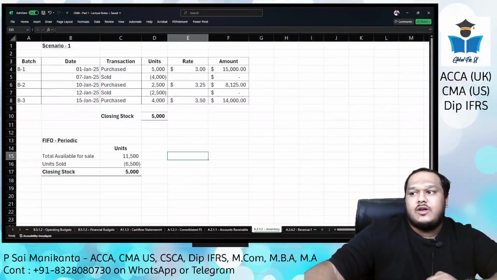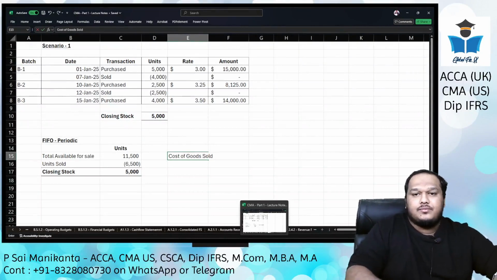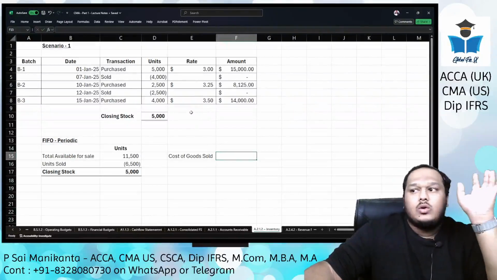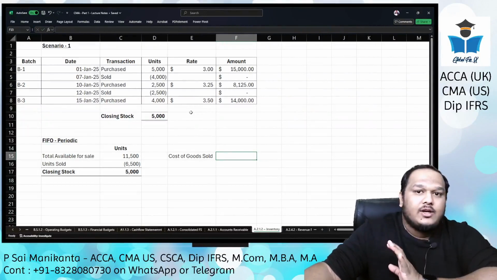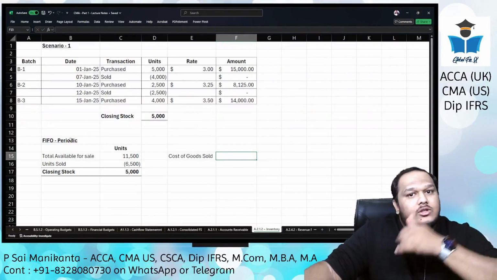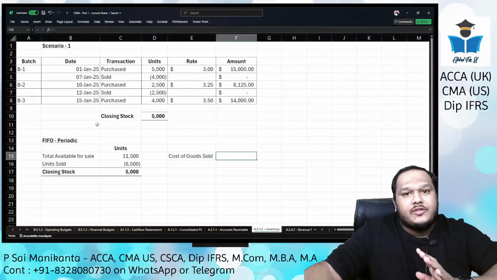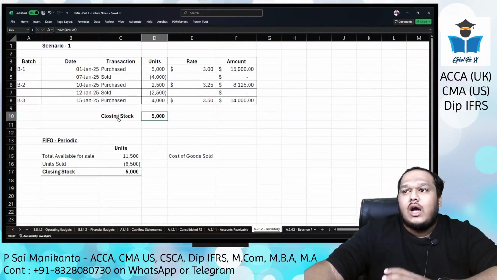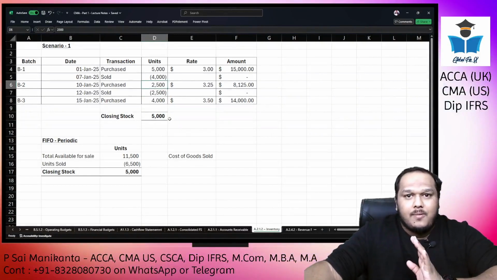All right, so first let's calculate cost of goods sold. What is the cost of goods sold? Now I am giving you the easy method first, then I'll give you a more detailed one. So first we are doing periodic method, so let's go with periodic based calculation. Periodic, what we do, we calculate at the end of the period, correct? How many units are left in your closing stock? 5,000. Out of that, how many are available from the last batch? 4,000. Means from this batch another 1,000 is available.